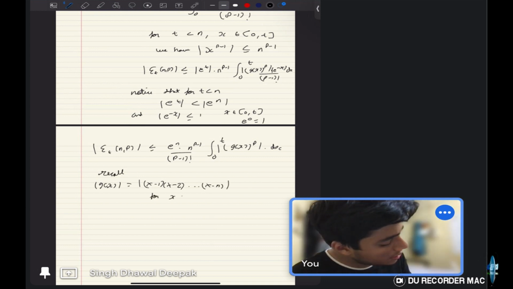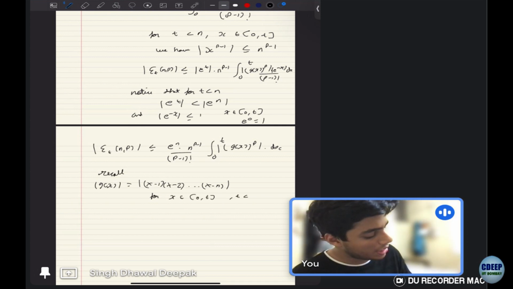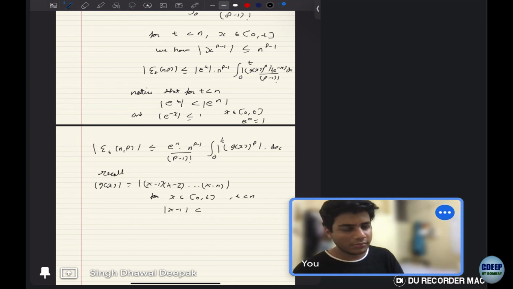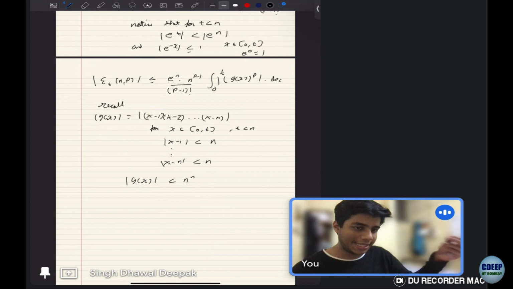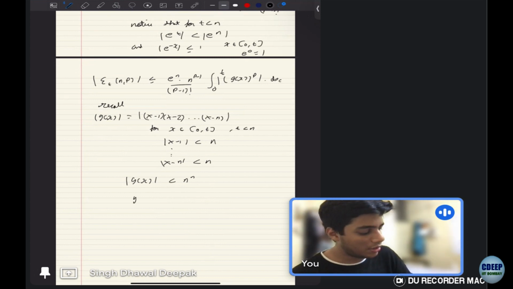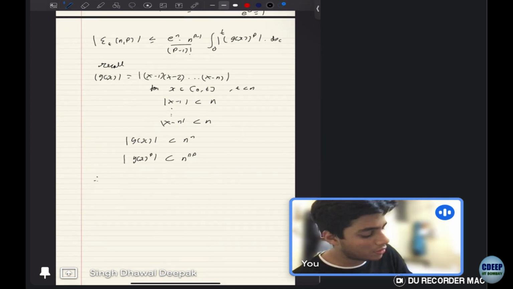For x in 0 to t, with t less than n, |x - 1| is less than n, all the way up to |x - n| is less than n. And so |g(x)| is less than n raised to n, because each of the n terms is less than n. And |g(x)|^p is then less than n raised to np.